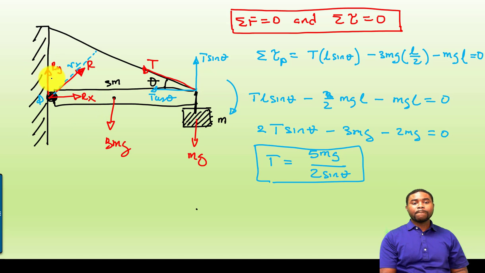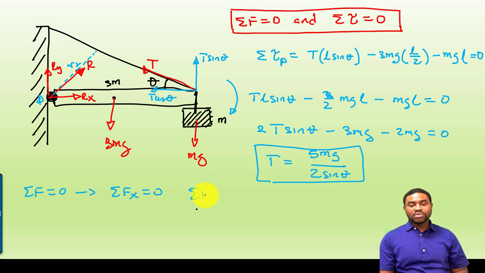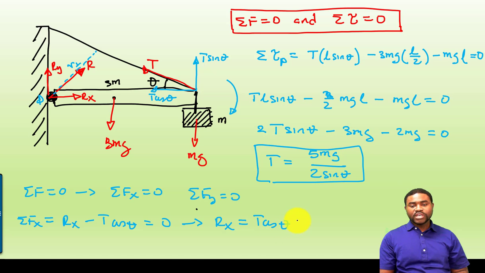The hinge. And to do that, we use the fact that the summation of F equals 0, which means that the sum of forces in the x direction is 0 and the sum of forces in the y direction is 0. In the x direction, the summation of Fx will be equal to Rx minus T cosine theta equal to 0. This means that Rx is equal to T cosine theta, which will be equal to 5mg divided by 2 cotangent of what? Theta.